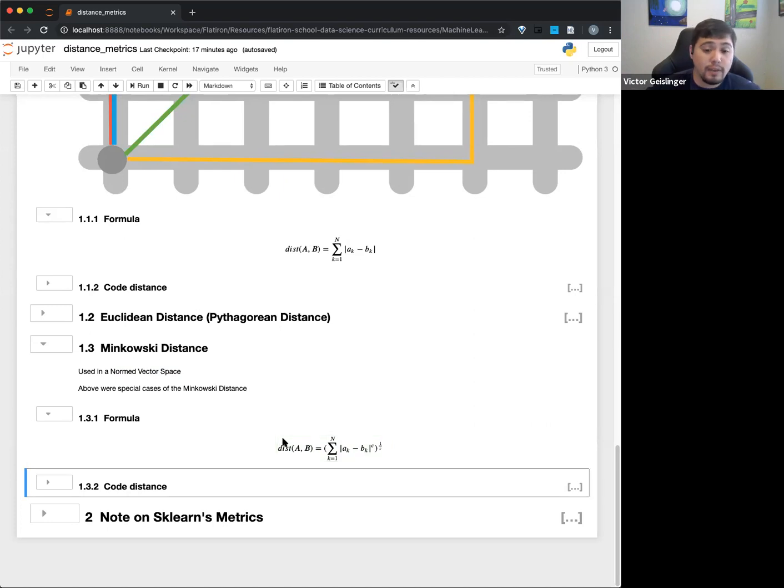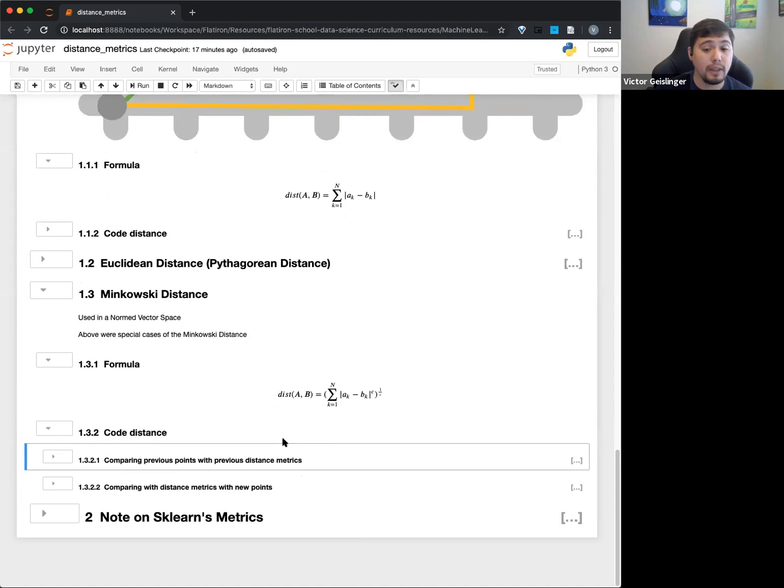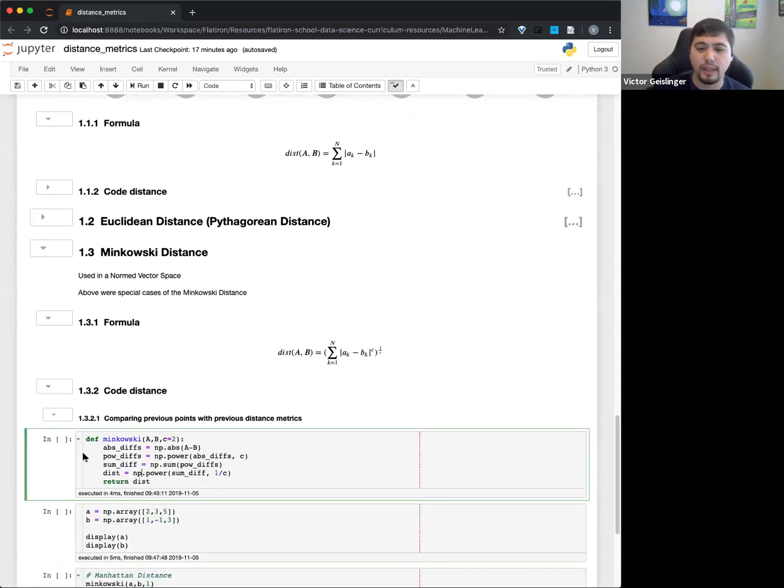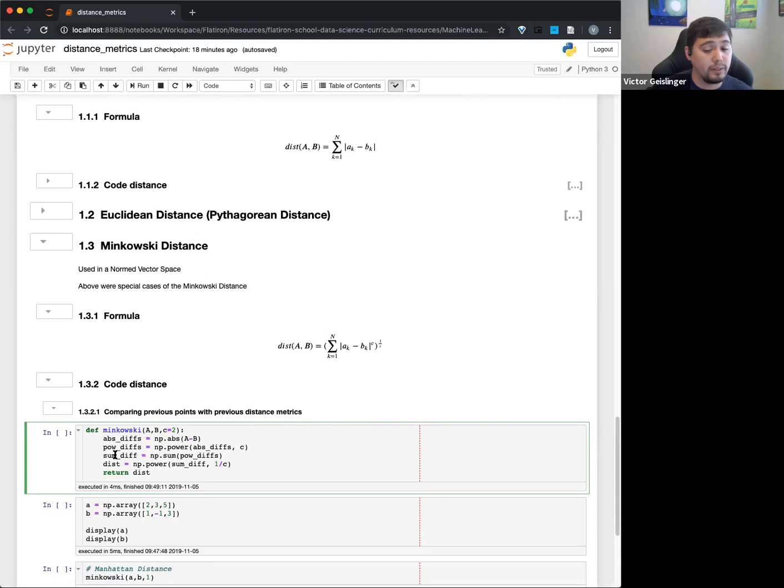So one thing to note is that we can do this to compare it with other distance metrics. You've probably got the feel for how I do the absolute differences, raise them to the power C, sum the differences, add them all together, and then take the Cth root. Okay, makes sense. So you can see a little function right here, which is nice and convenient.